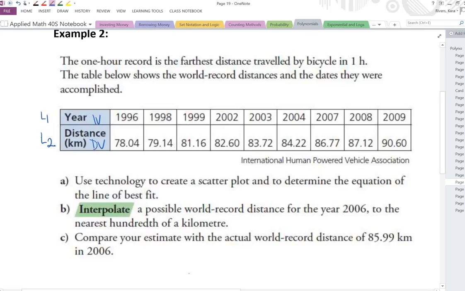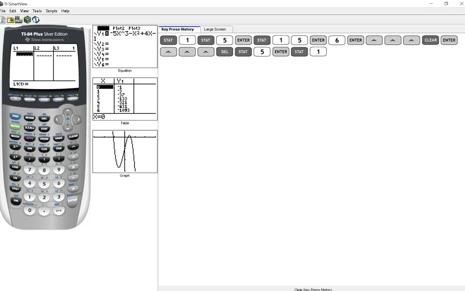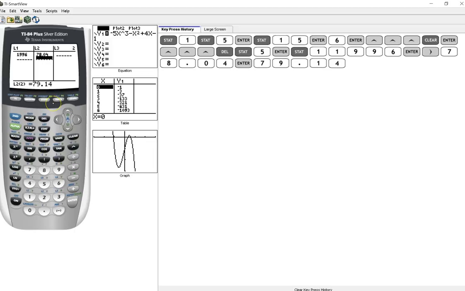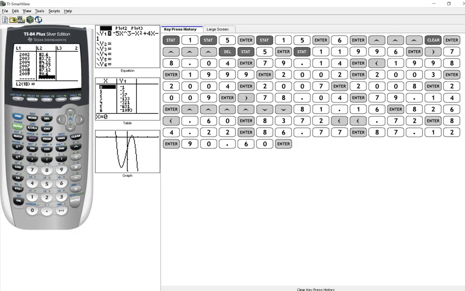So now our job is to put all of list 1 and all of list 2 into our graphing calculator. How do you do that? Well, 1996, enter. And I'm going to do that each time. So I'll give you a moment to go through and put in all of your data. Once you're done that, go into L2, and you're going to put 78.04, enter, and then 79.14, and so on. So go ahead and put all of that data into your calculator. At this point, you should have all of your data put into your graphing calculator.